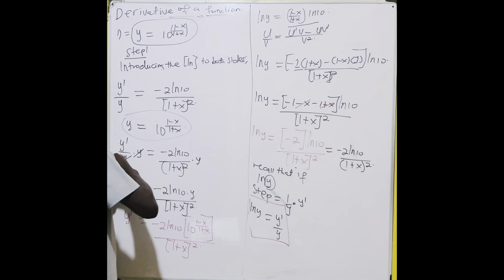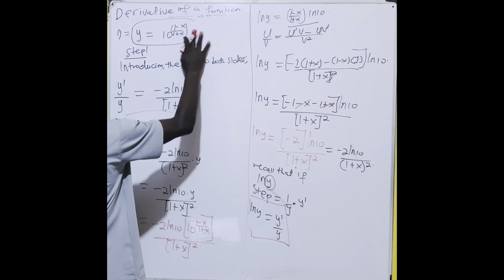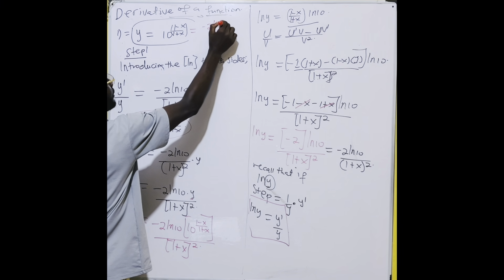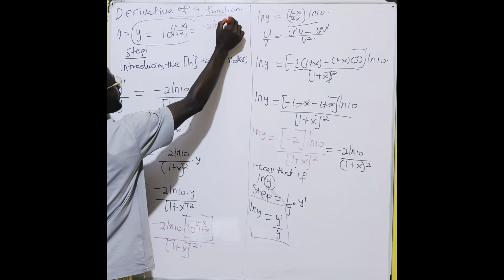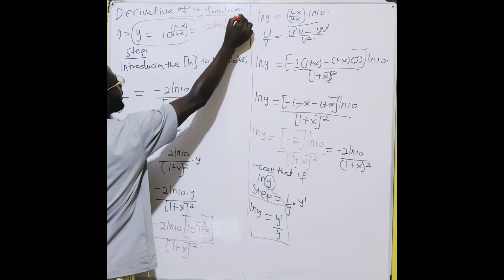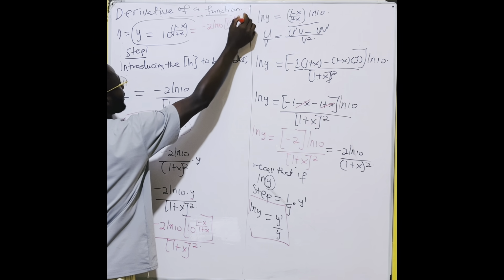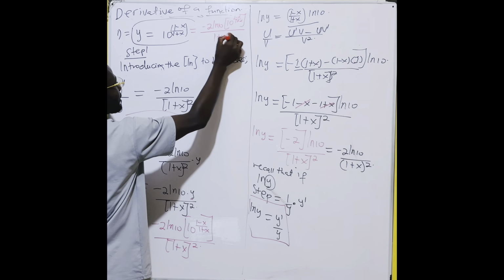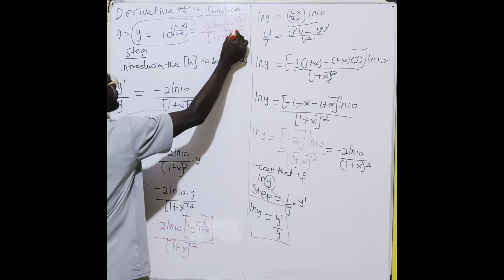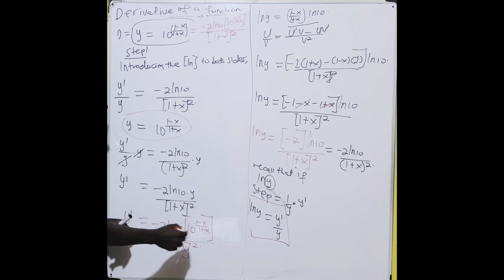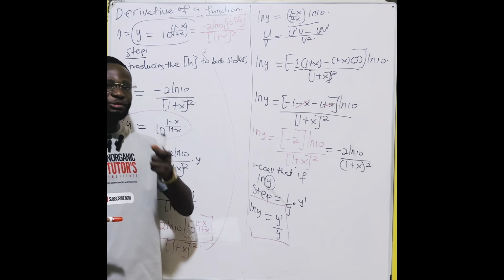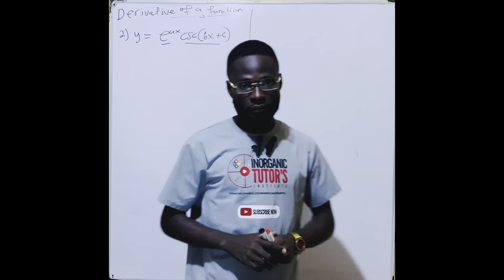Very, very simple. So we have here -2 ln 10 times 10 to the power (1 minus x) divided by (1 plus x), all over (1 plus x) all squared. Very, very simple. Okay, so now let's move on to the next problem.